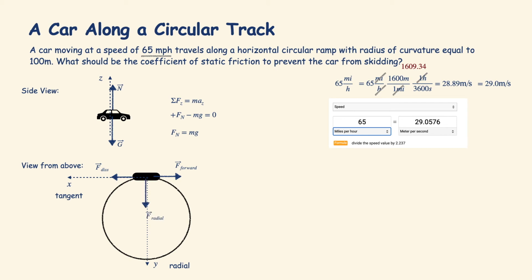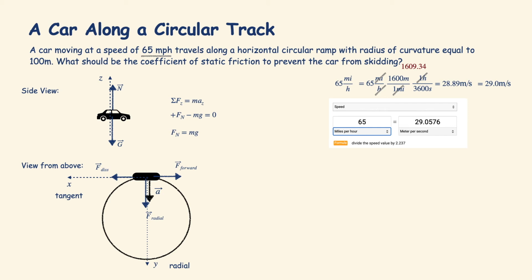And then I will have a radial force that actually serves as the centripetal force and keeps the car along the circular track. In other words, that radial force is the cause for the centripetal acceleration, which points in the same radial direction as that radial force.